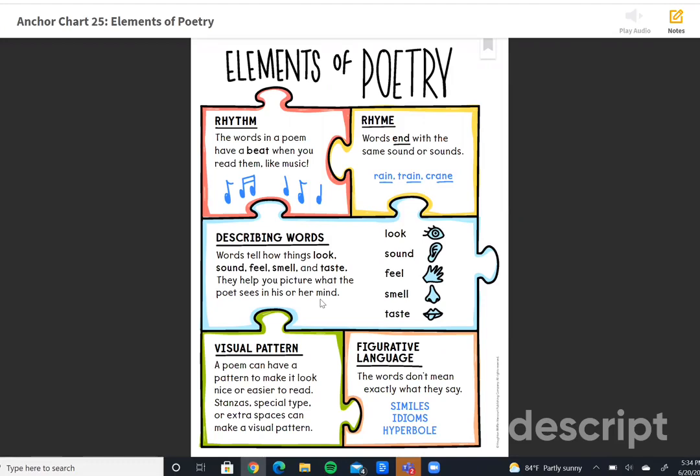So again, as we go on through this unit of looking at poems, looking at poetry, I want you to be mindful of the different elements of poetry that the authors will incorporate, also that you enjoy your experience of reading poetry. So happy reading, boys and girls.